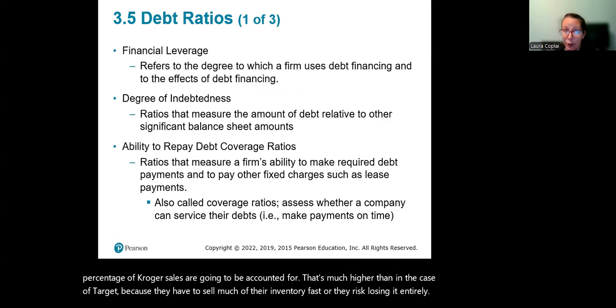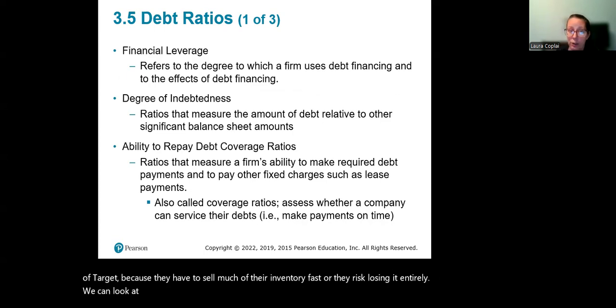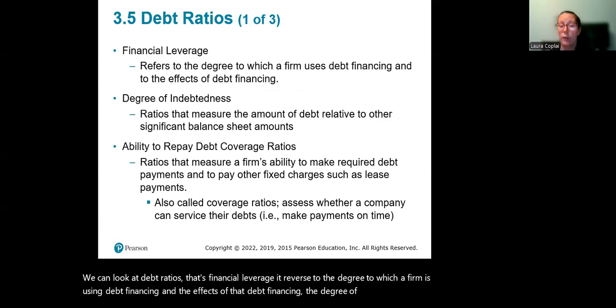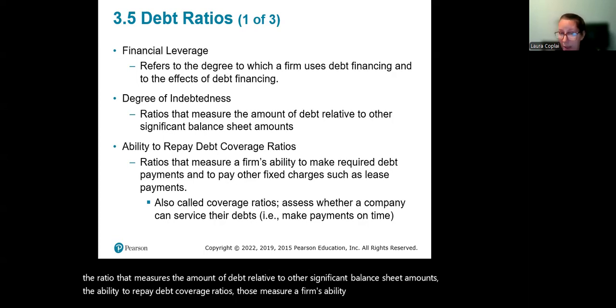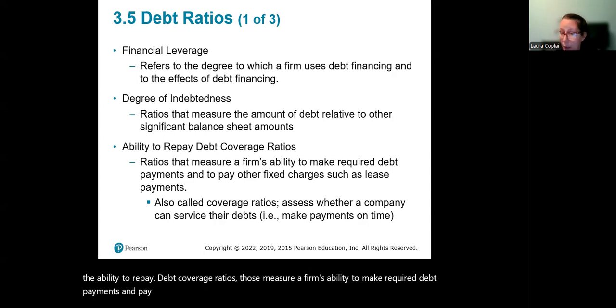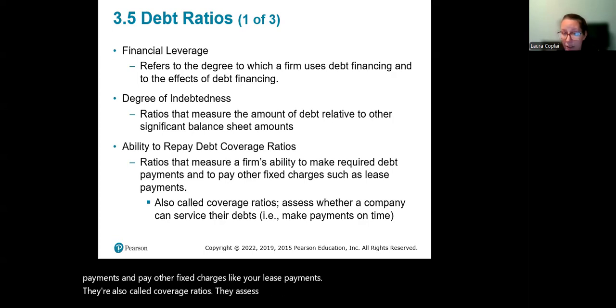We can look at debt ratios. That's financial leverage. It refers to the degree to which a firm is using debt financing and the effects of that debt financing. The degree of indebtedness is the ratio that measures the amount of debt relative to other significant balance sheet amounts. The ability to repay debt is measured by coverage ratios. Those measure a firm's ability to make required debt payments and pay other fixed charges like lease payments. They're also called coverage ratios. They assess whether the company can service its debts or make its payments on time.